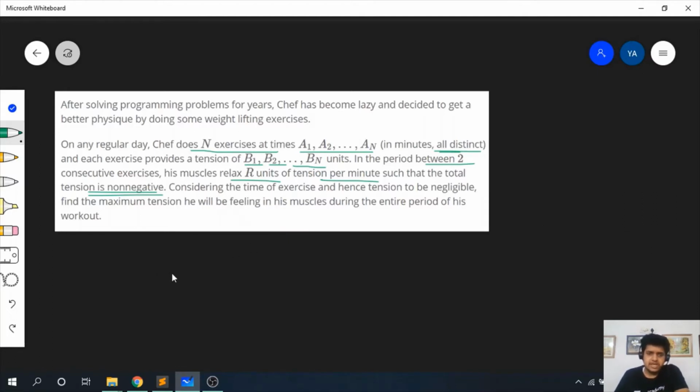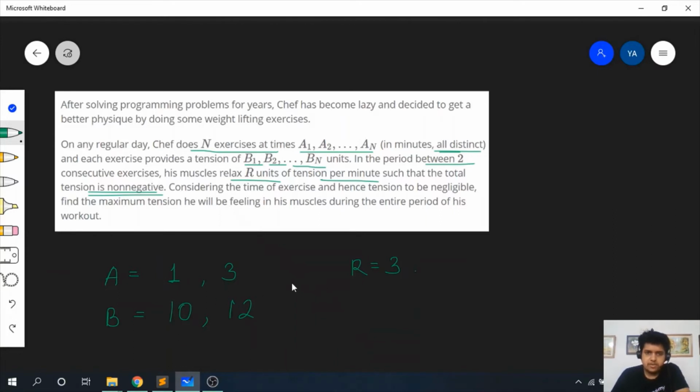So let us take an example. Let us suppose Chef has an array A. He does his first exercise at the first minute and the second at the third minute. And say he feels tension of 10 during the first exercise and 12 during the second exercise. And let us say the value of R over here is 3. So his muscles relax 3 units per minute.